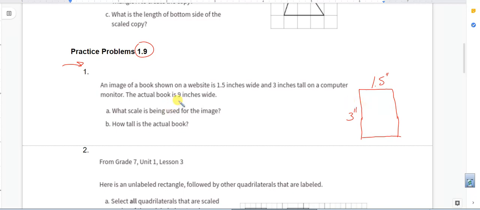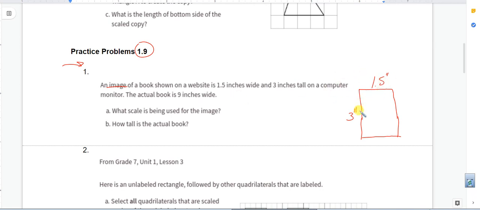The actual book is 9 inches wide. So the image is what we would consider to be a drawing, and the actual book, whenever you look at this picture in your hands, it's 9 inches wide. So what's happened here is we've got a scale drawing. So what we want to do when we have a scale drawing is look at the corresponding parts.